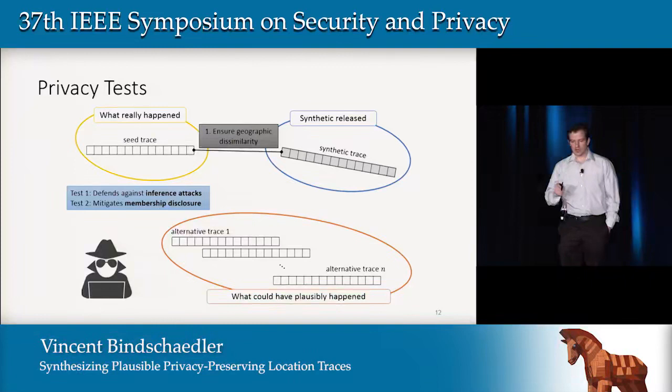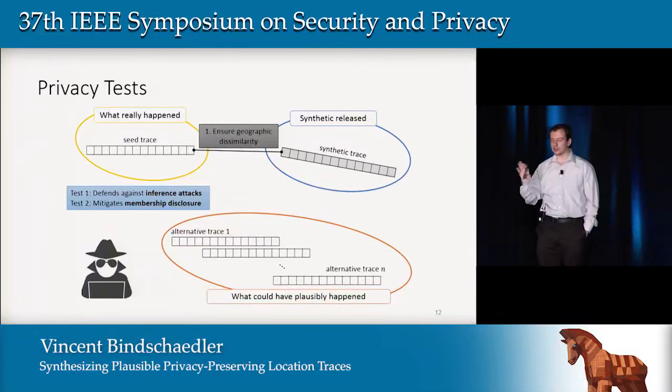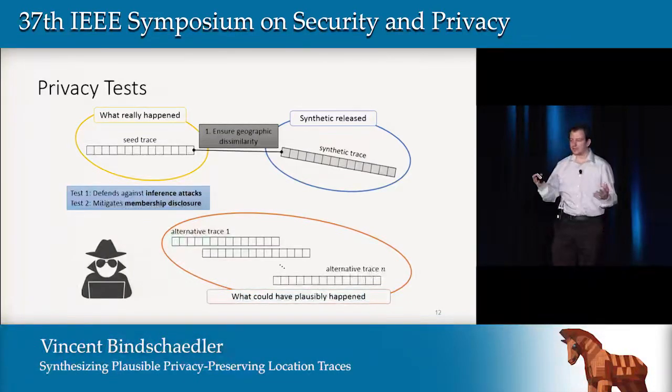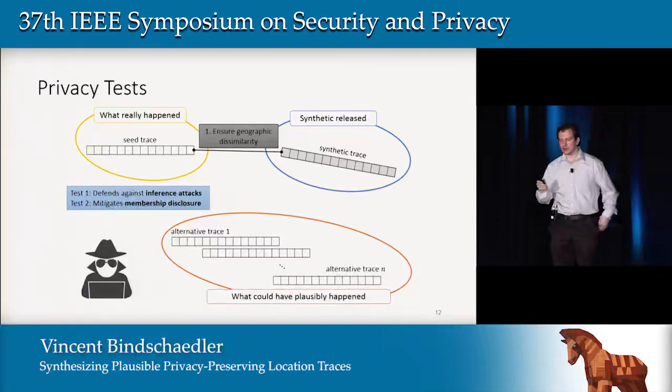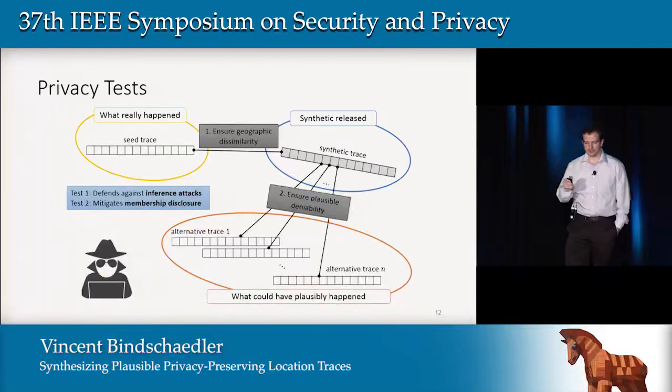The second privacy test is going to be aimed at mitigating membership disclosure. The idea is we want to prevent an adversary who is looking at the synthetic trace from deducing something about the input trace which could have been or must have been its seed. So what you don't want is an adversary that's looking at the synthetic trace and saying, it must have been that this particular input trace was the seed that it came from. So to do this, we'll use the notion of plausible deniability.